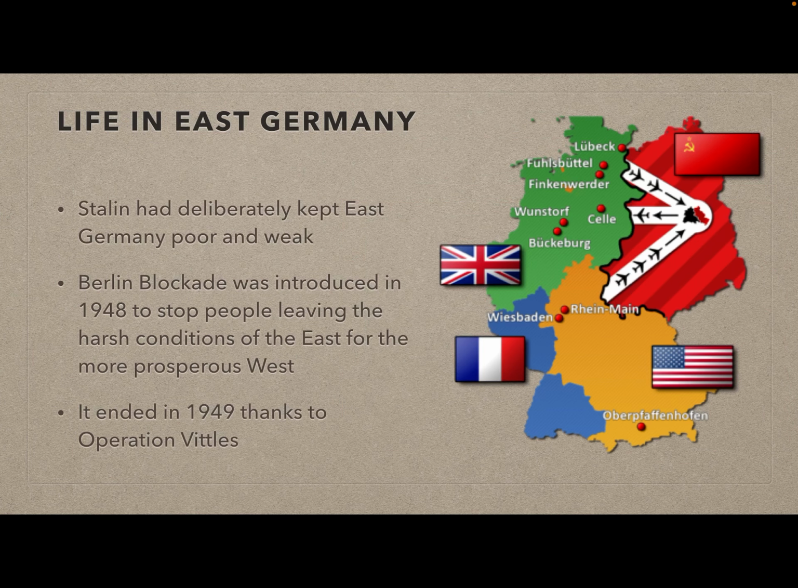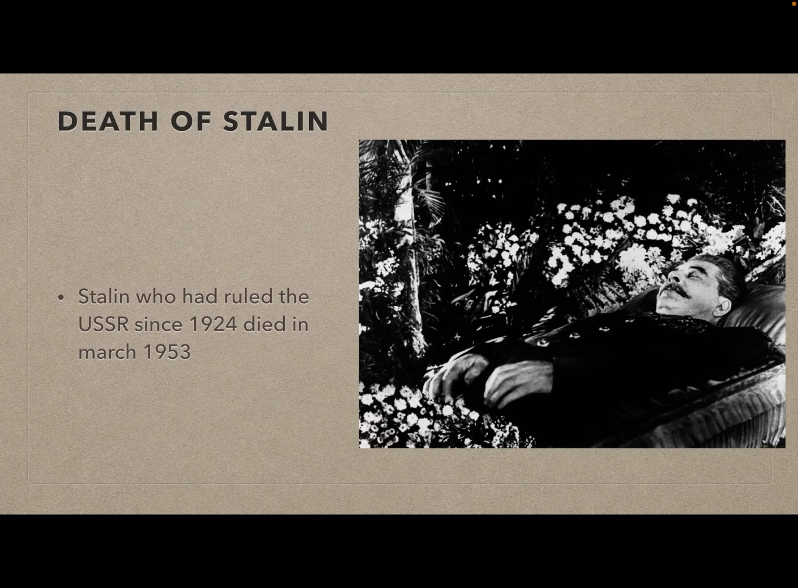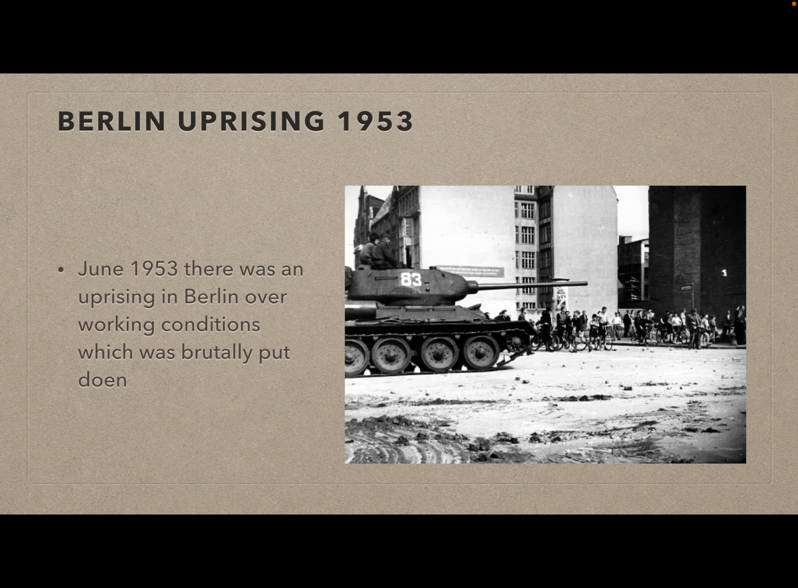But he left the people in East Germany and East Berlin in pretty bad conditions, and many of them tried to flee to the more prosperous West Germany. Now, Stalin himself died in 1953. He had ruled the USSR since 1924.